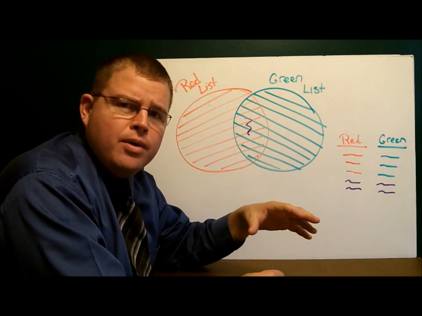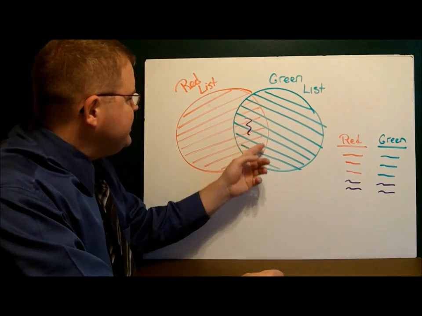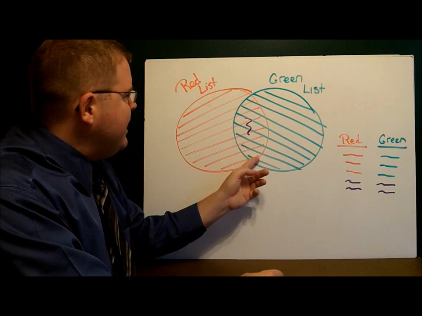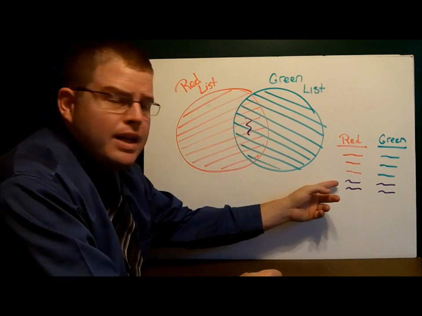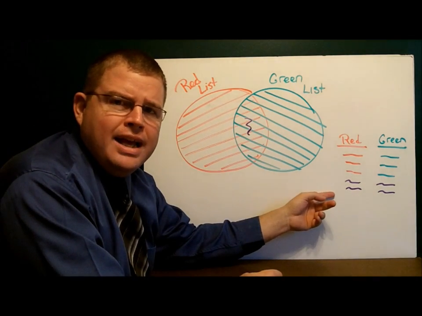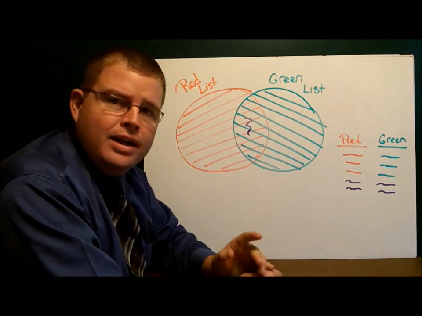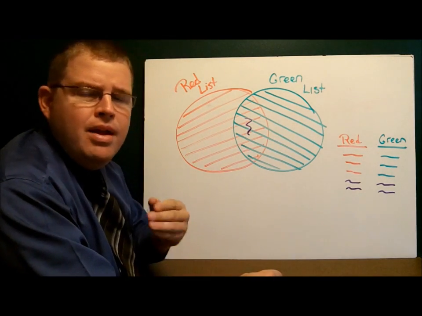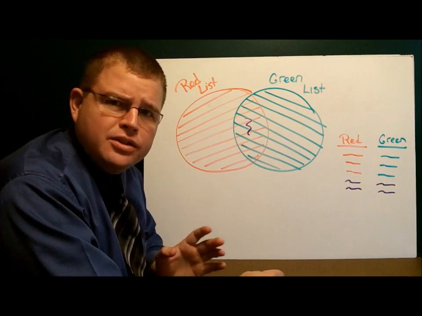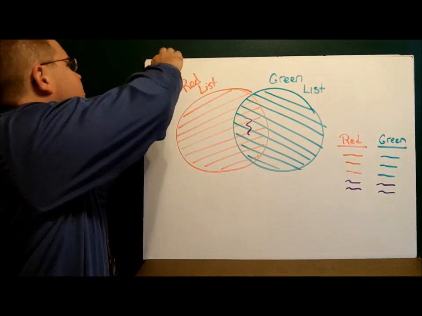Well, there is a part where that works here. Notice this intersection here is both red and green. So if something is on both of the lists, we write it in the middle in the intersection. Let's see how this actually works. Let's look at a basic example.